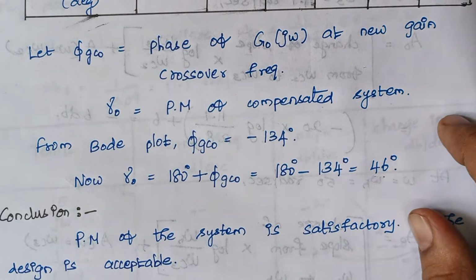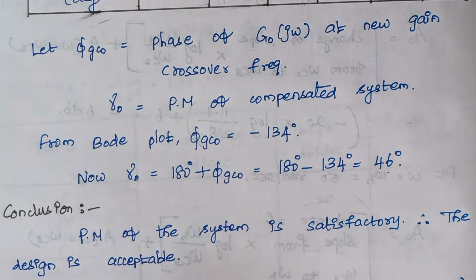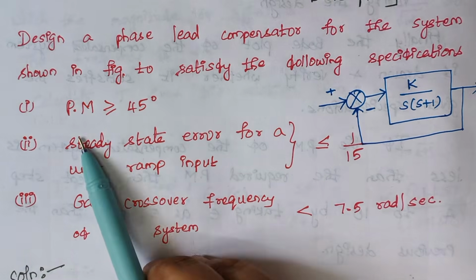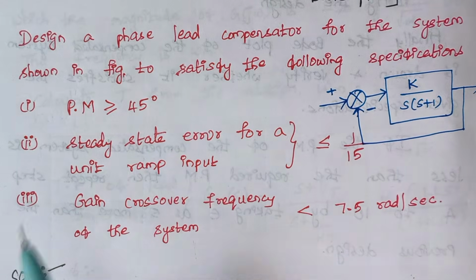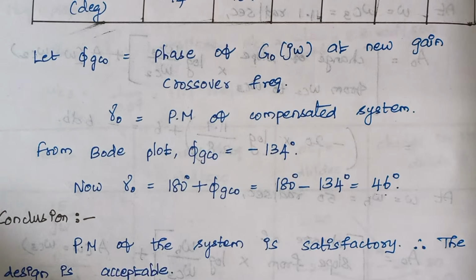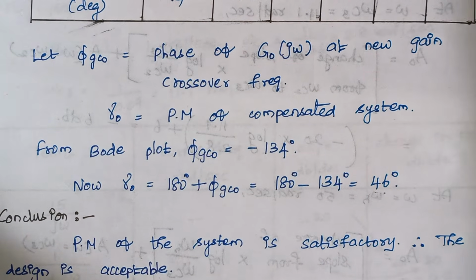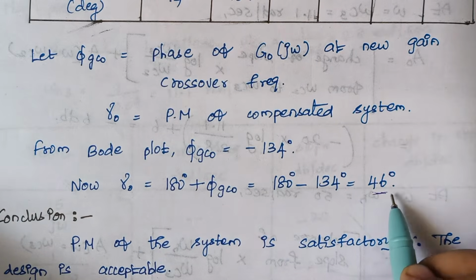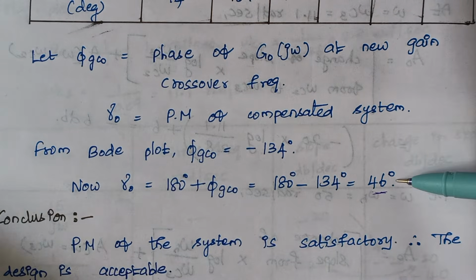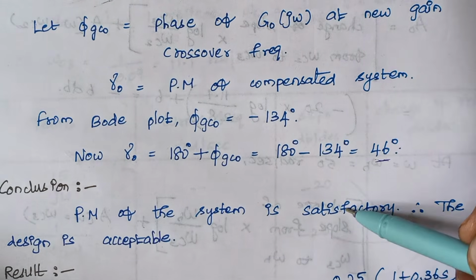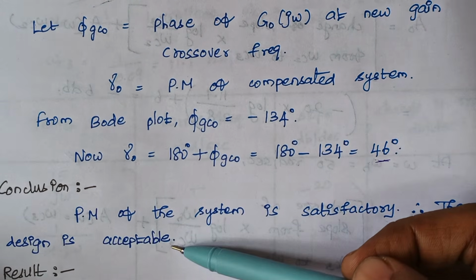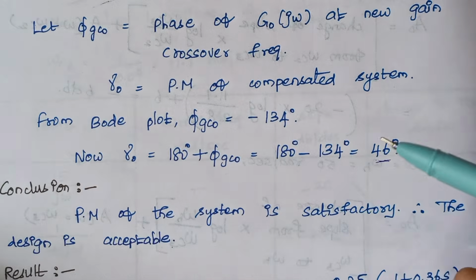So here what is the expectation in the problem? You see the phase margin should be greater than or equal to 45 degrees. Right. So here what is the phase margin of the compensated system? It is 46 degrees. Right. So it meets the specification. Therefore, the phase margin of the system is satisfactory. Therefore, the design is acceptable. Right. We can meet the specification.